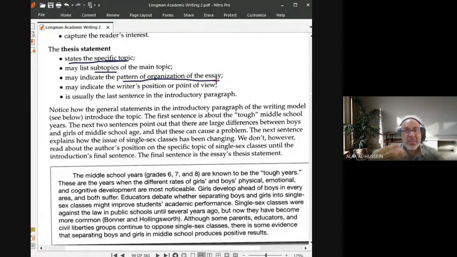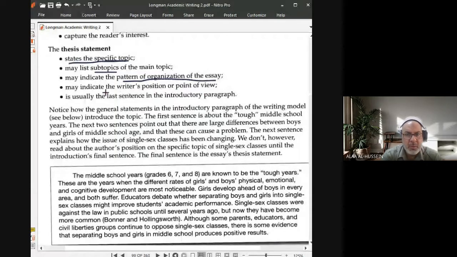These are the patterns of organization, whether it is a cause and effect type of organization, or a process form of an essay, comparison and contrast, argumentative, expository, etc. We can tell from reading, and I'm going to show you examples. It may also indicate the writer's position or point of view.